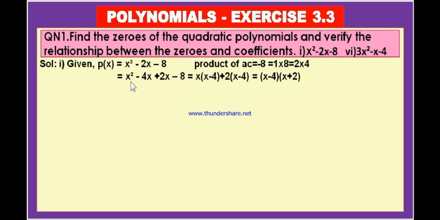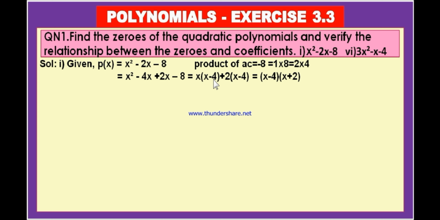Now you take x common from the first two terms. If we take x common in x square, we have another x, minus 4x. Out of 4x, if we take this x common, we have minus 4. Similarly, from the next two terms, you take 2 common now. If you take 2 common, 2 into x minus 4.